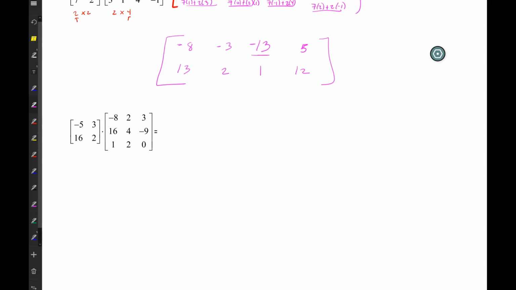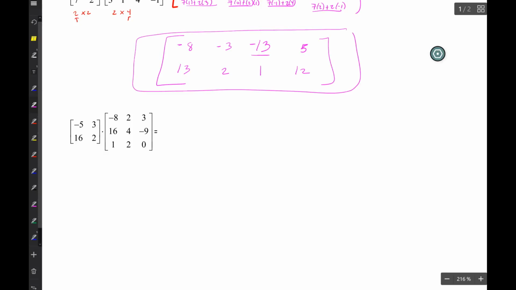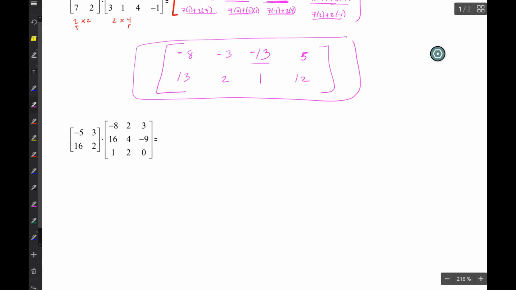Okay. All right, this next one. So yes, this should be our answer. Sorry about that mistake, guys. For this one here, this is a 2 by 2 being multiplied by a 3 by 3. What would be our resulting matrix? Impossible. You cannot multiply if the middle dimensions do not match.